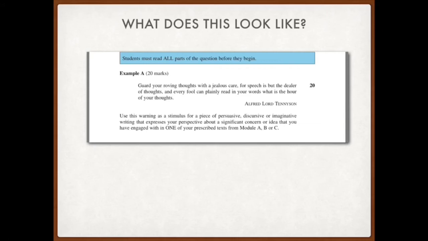the 5-mark section. So, guard your roving thoughts with a jealous care, for speech is but the dealer of thoughts, and every fool can plainly read in your words what is the hour of your thoughts. Alfred Lord Tennyson.